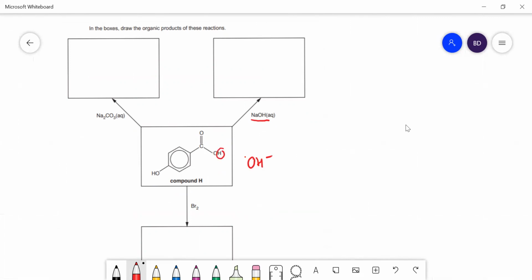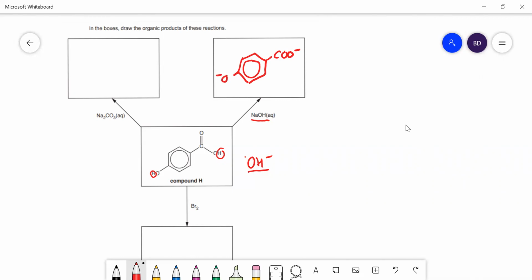And it will also remove a proton from the phenol group. The phenol group is weakly acidic. It's more weakly acidic than the carboxylic acid group. Because that's a strong base, it's strong enough to remove a proton from the phenol group. So you're going to end up with 2 negatively charged oxygens on that molecule. So you're going to have the COO minus there, and you're going to have O minus there.